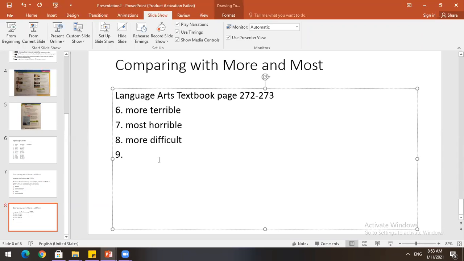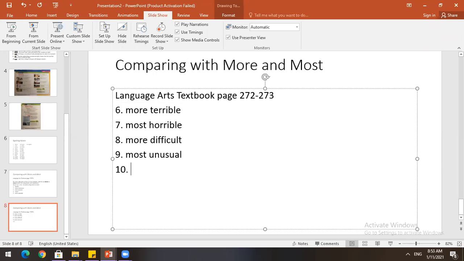Okay, thank you. Abdurrahman Ahmed, can you answer number 9? Most unusual? Yes, correct. The language of Wales is the most unusual in Great Britain. Very good. Thank you. Who did not answer?